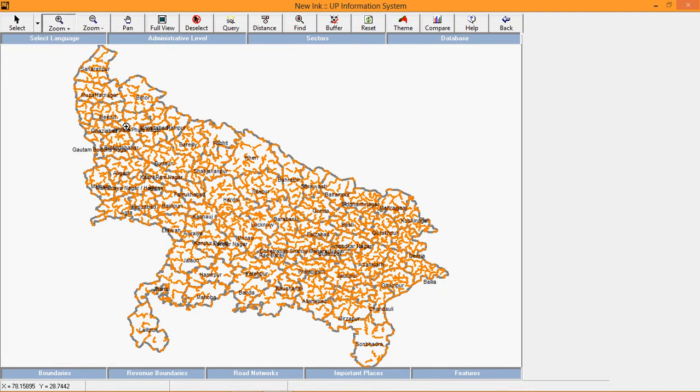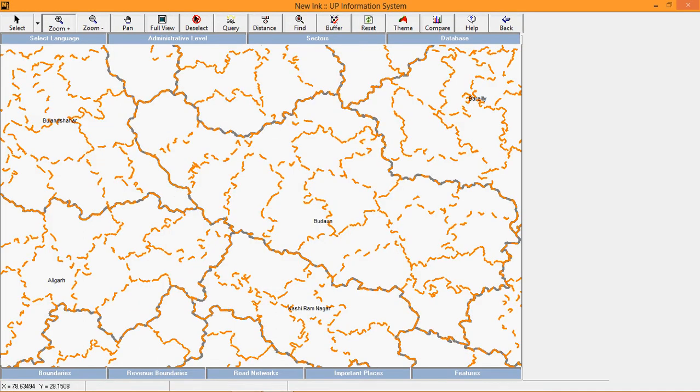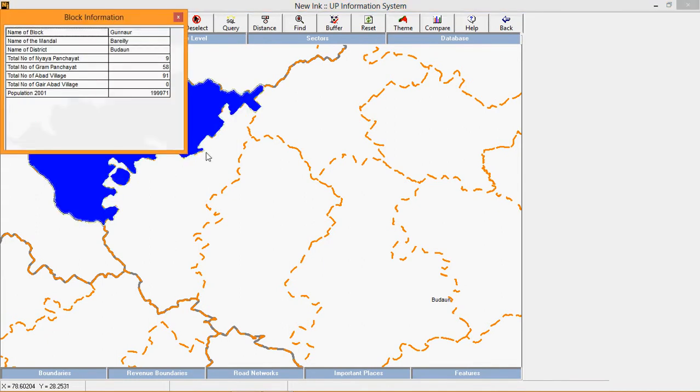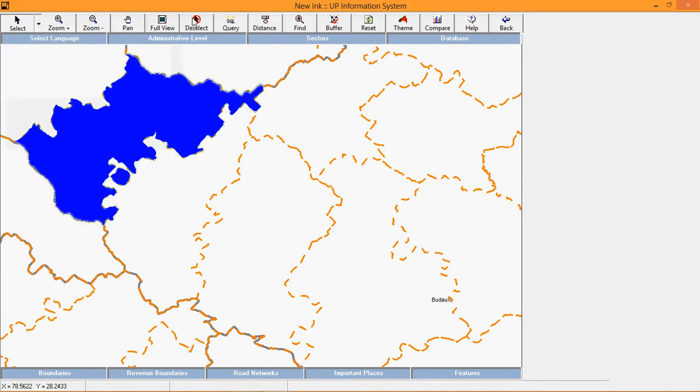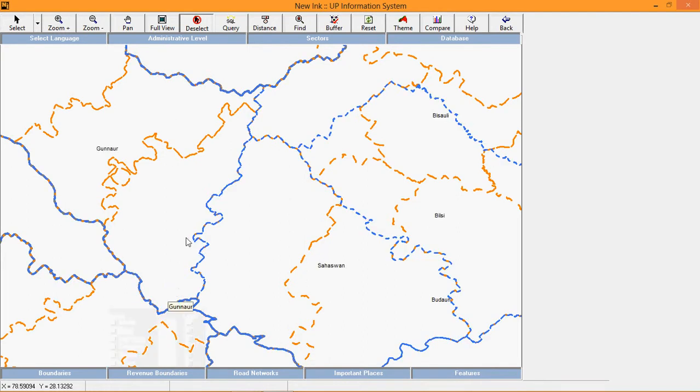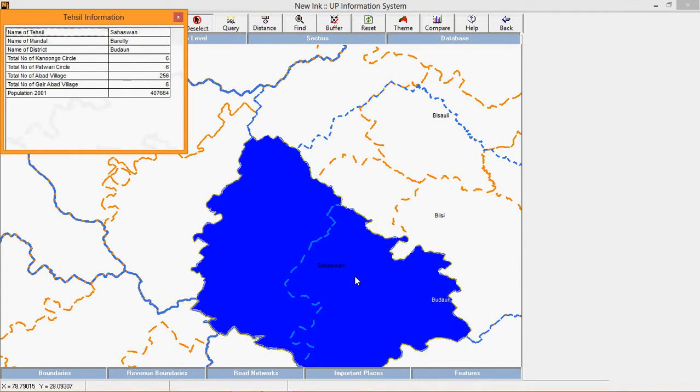As you see right now on the screen, these are the block boundaries, and the data has been arranged in that way. And if we overlay the tahsil boundaries onto this, then one can see how the crisscrosses of administrative units have taken place. Like this is the tahsil of Shaswan of Bareilly Mandal, Badaun district, which has got 6 Kanungo circles, 6 Potwari circles.